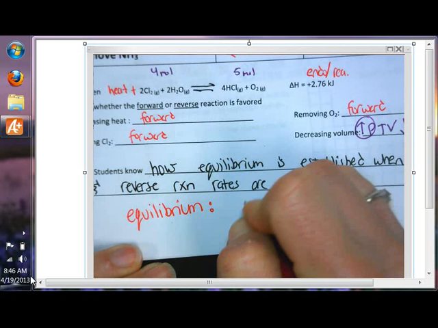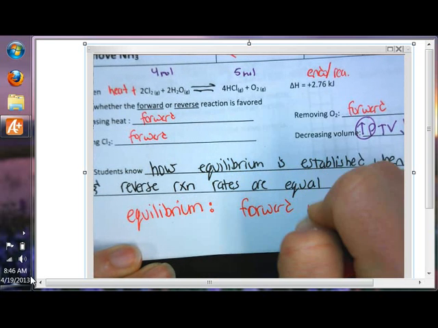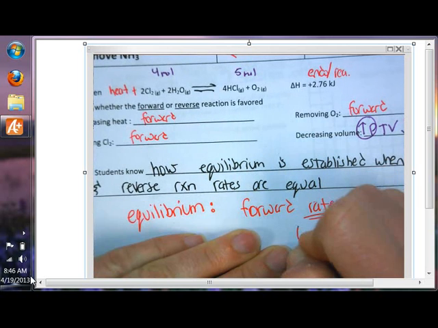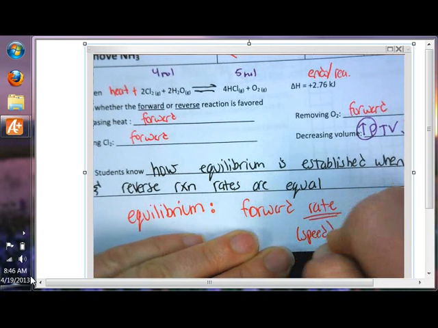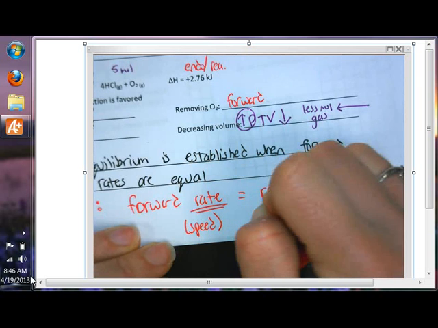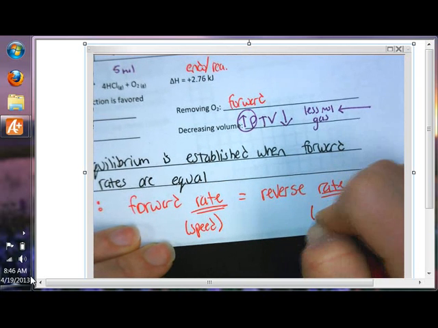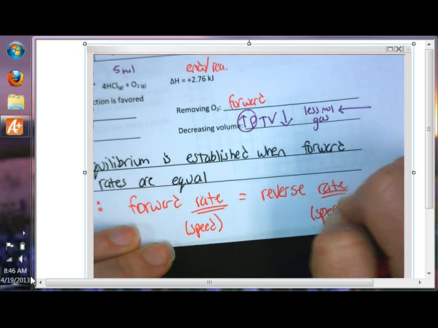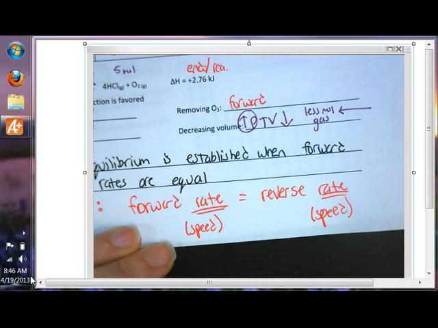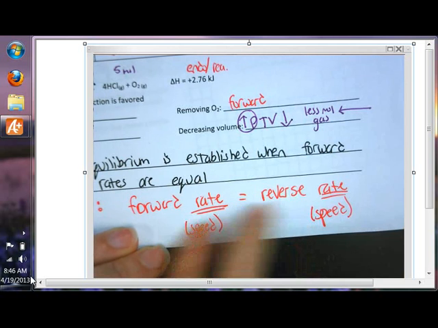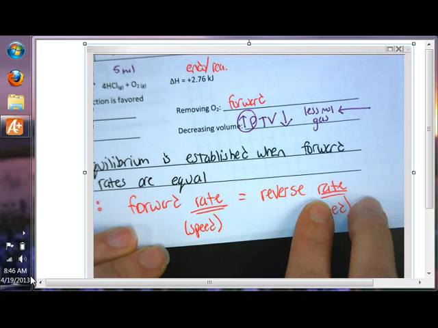That just means the forward rate, that's the speed, equals the reverse rate. Remember, rate, that's just the speed. Equilibrium means balanced and equal. Forward and reverse, nice and equal. Flipping the page.